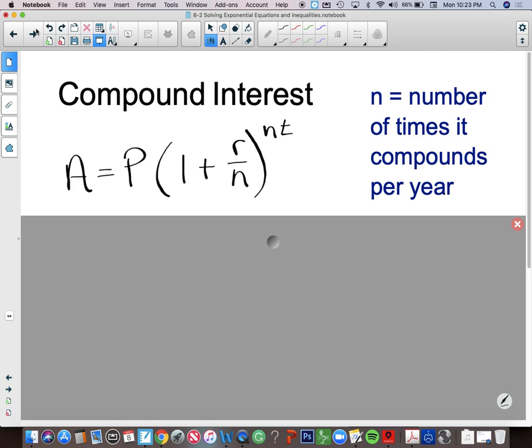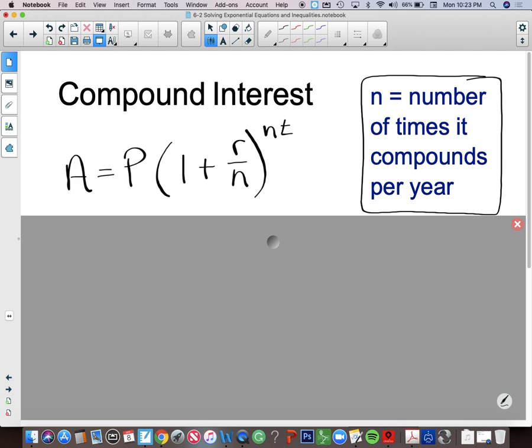So I want you guys to write this formula down. A equals P times quantity 1 plus R over N, close parenthesis, to the NT power. N is the number of times it compounds per year. That's very important. On a quiz that's coming up, I'll probably give that to you. On the test, you got to know what the N stands for. Right? If you ask me, I'm going to tell you I don't know.